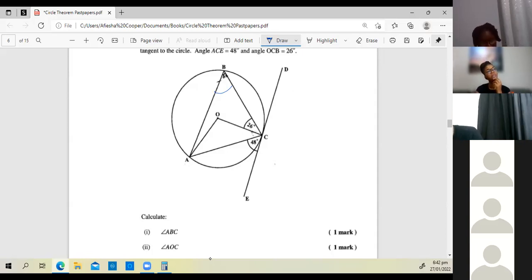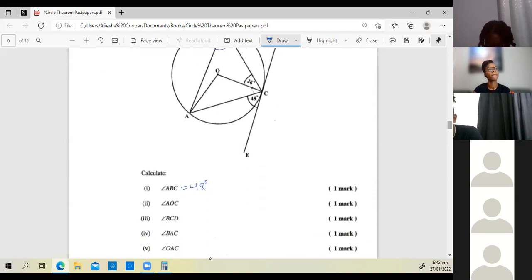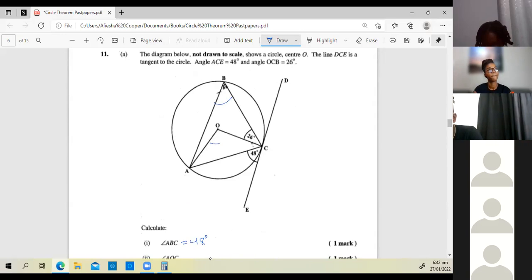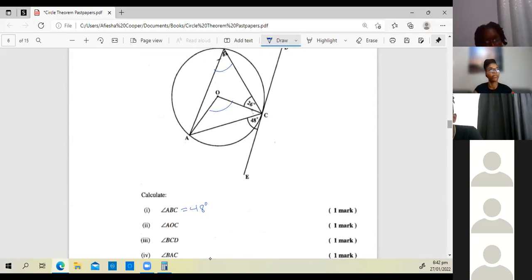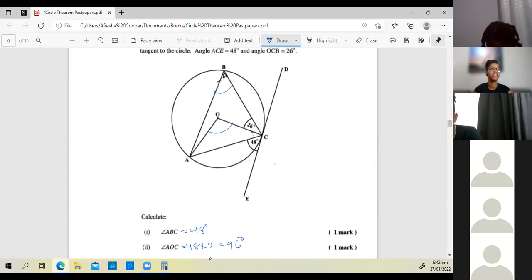The exterior angle formed is equal to the interior opposite angle. 48 degrees. Exterior equal to interior opposite. AOC. I get 48 multiplied by 2, 96 degrees. Angle at the center is twice the angle at the circumference. BCD.